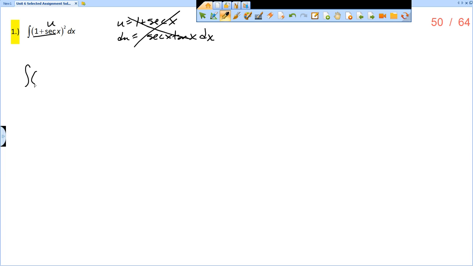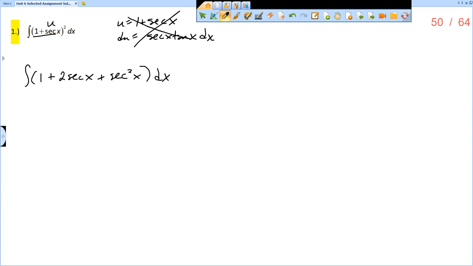So the next strategy would be to multiply this thing out, right? So (1 plus secant x) squared would be 1 plus secant x times itself. And so I have 1 plus secant x times 1 plus another secant x. So that's 1 plus 2 secant x, and then plus secant times secant. So secant squared x, all integrated with respect to x.